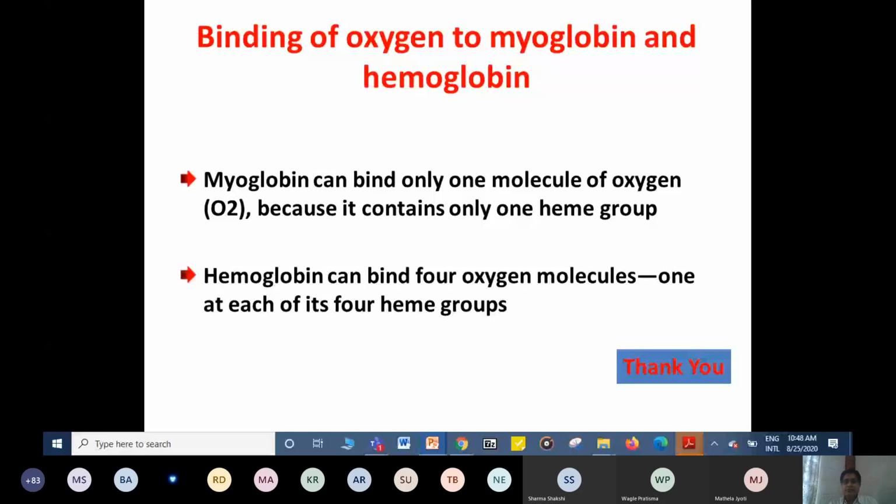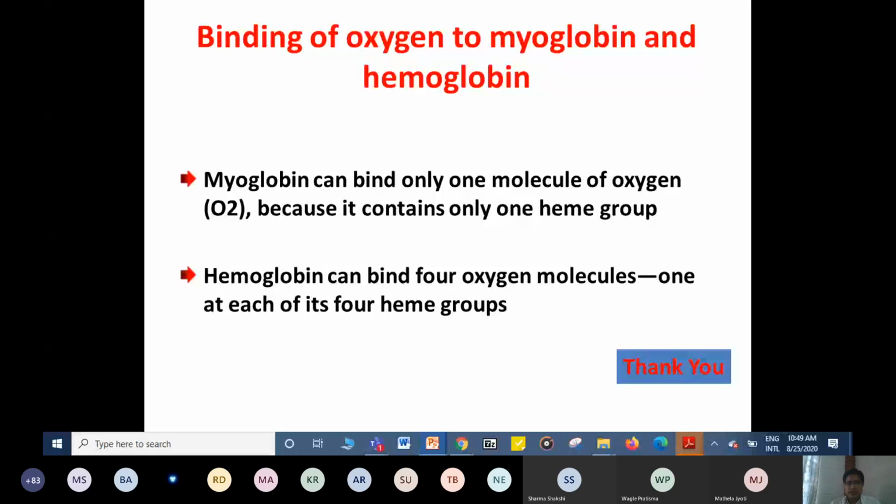The binding of oxygen to hemoglobin and myoglobin is different. Myoglobin can bind only one molecule of oxygen because it contains only one heme group. Hemoglobin can bind 4 oxygen molecules, one at each of the 4 heme groups. Okay, binding of oxygen to myoglobin and hemoglobin. Myoglobin can bind only one oxygen molecule because it has only one polypeptide chain, only one heme group, whereas hemoglobin can bind 4 oxygen molecules because it is a tetrameric structure of 4 globin chains, 4 heme groups, that means 4 irons. That's why it can bind with 4 different oxygen molecules.